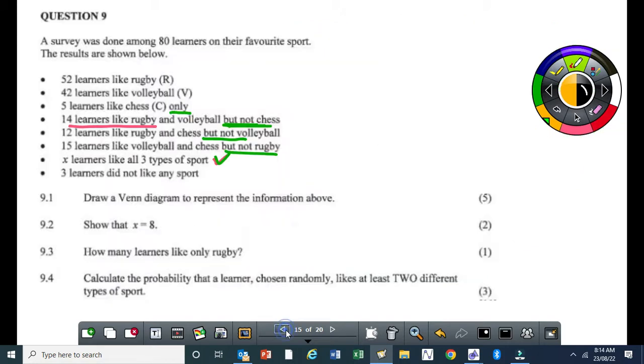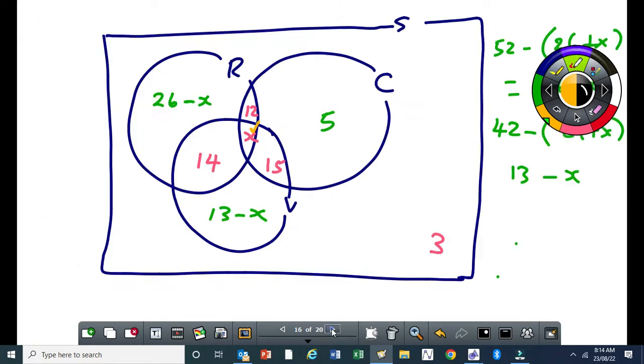Then we need to move on to those learners who like 2 sports, but they don't like the 3rd one. They only like 2 sports. So we have 14 learners who like rugby and volleyball, but not chess. They don't play chess. They only play rugby and volleyball. So we put them there, because the question is very specific. It says 14 learners like rugby and volleyball, but not chess. So we put them at the intersection of rugby and volleyball.